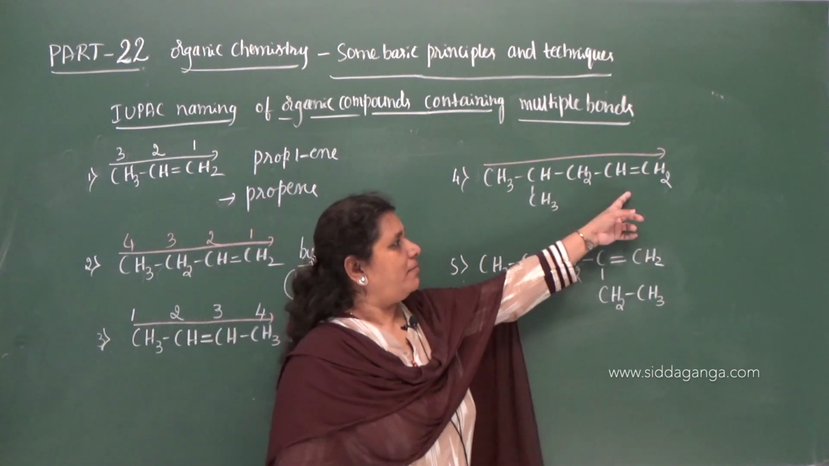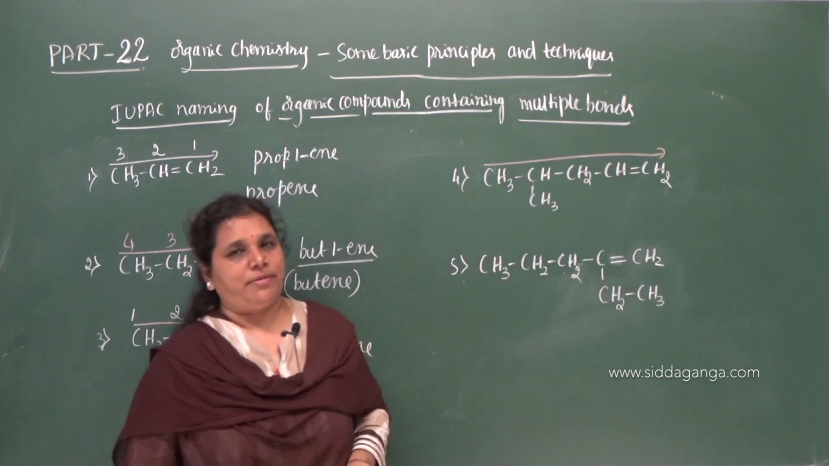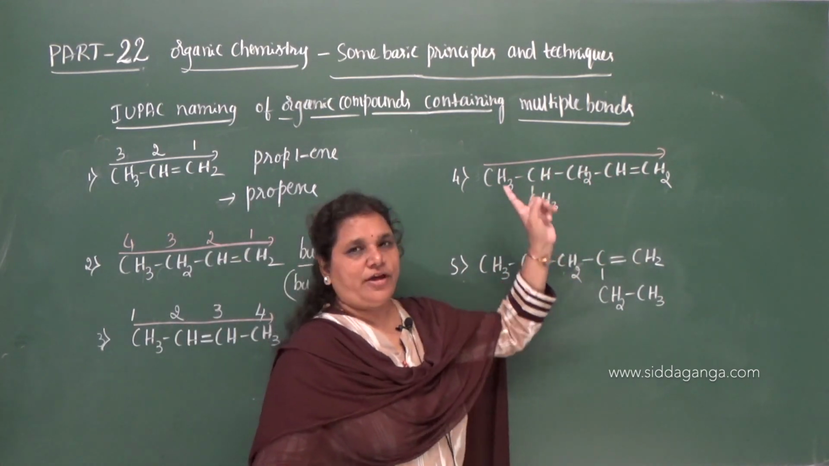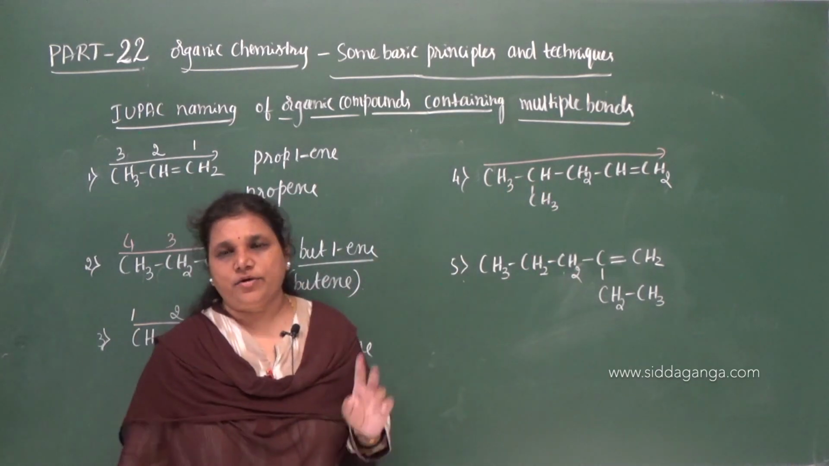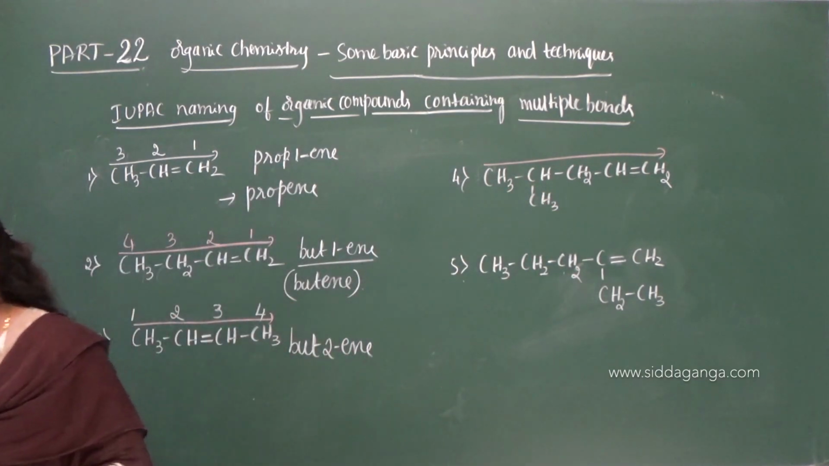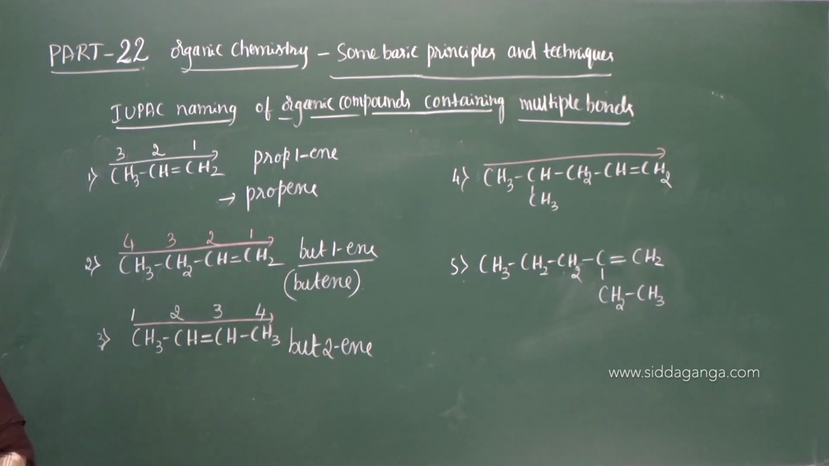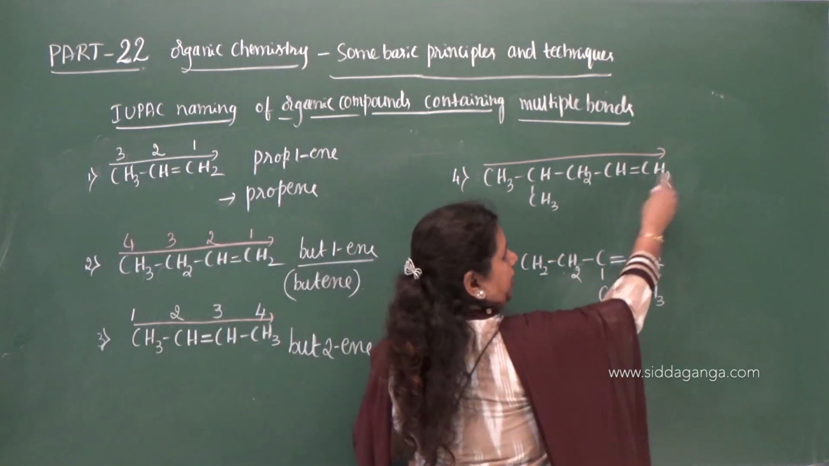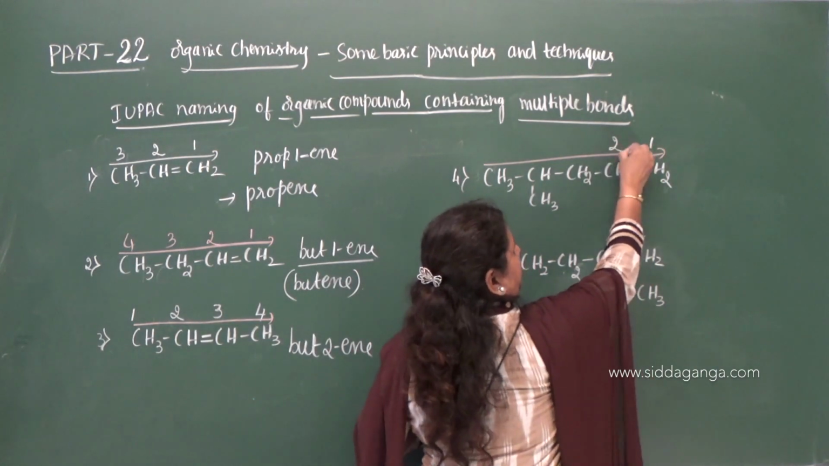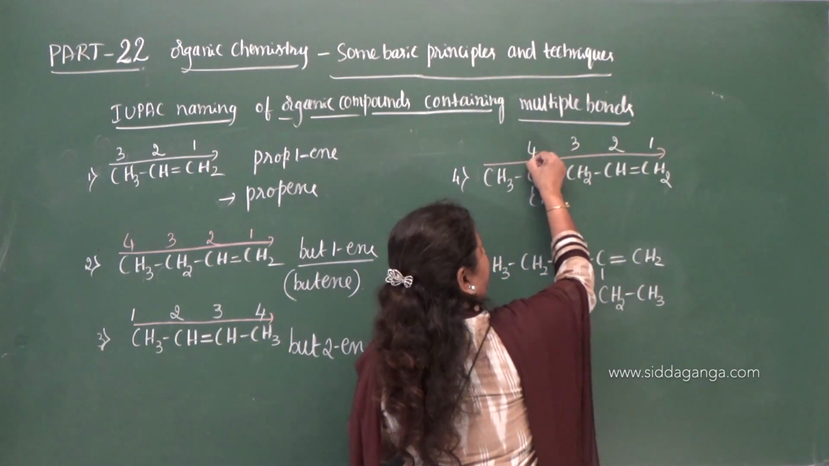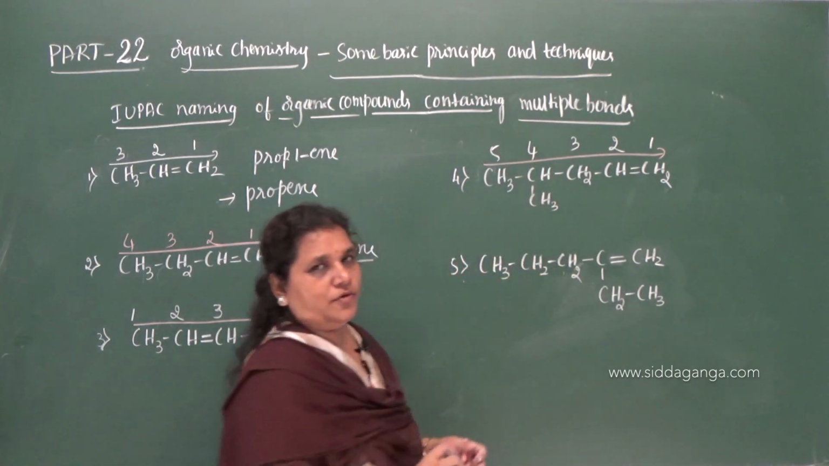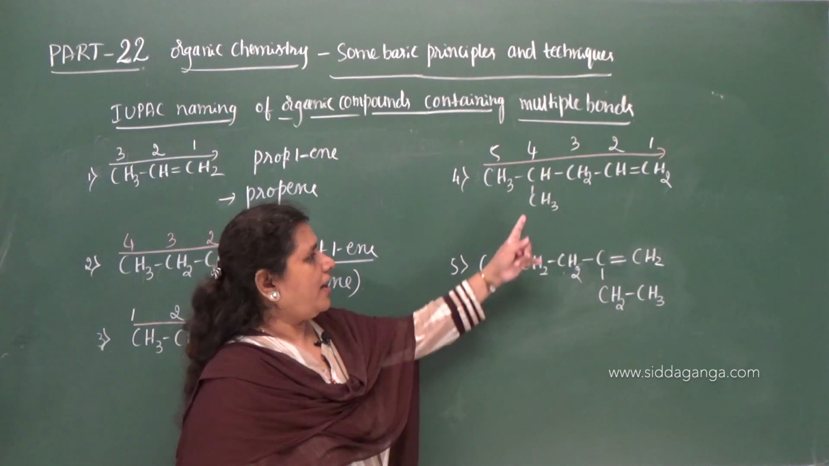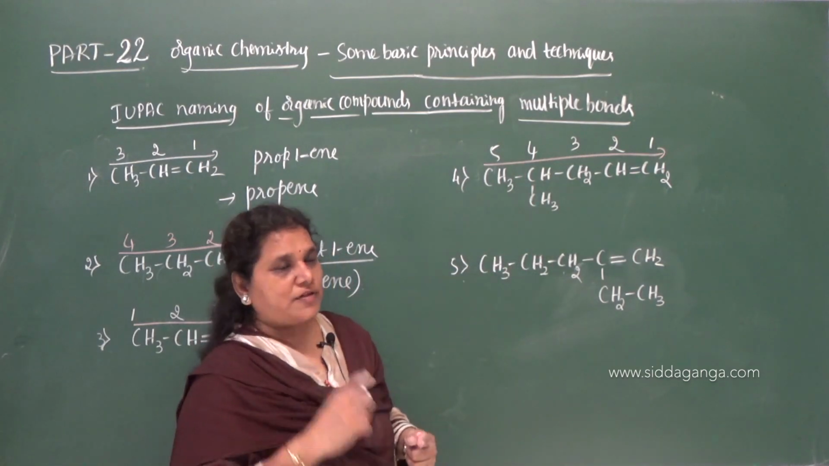But if you give the number from right to left, then you number it 1, 2, 3, 4, 5. Which one is correct? According to the IUPAC rule, you have to give the preference to the multiple bond. Therefore, you have to give the number from this end, that is 1, 2, 3, 4 and 5. Okay, now there is a prefix here. What is the prefix? Methyl, and this methyl group is on the 4th carbon.